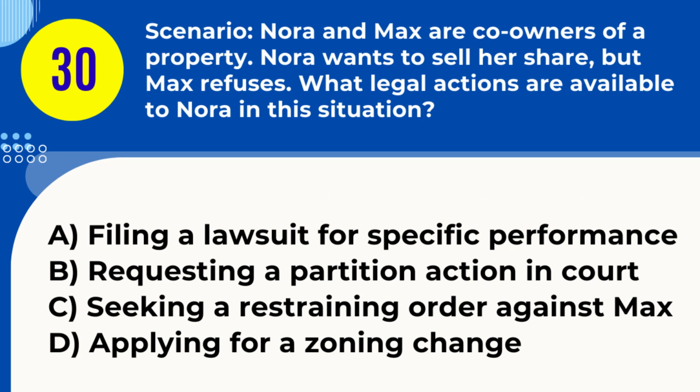Question 30. Scenario. Nora and Max are co-owners of a property. Nora wants to sell her share, but Max refuses. What legal actions are available to Nora in this situation? A. Filing a lawsuit for specific performance. B. Requesting a partition action in court. C. Seeking a restraining order against Max. D. Applying for a zoning change.